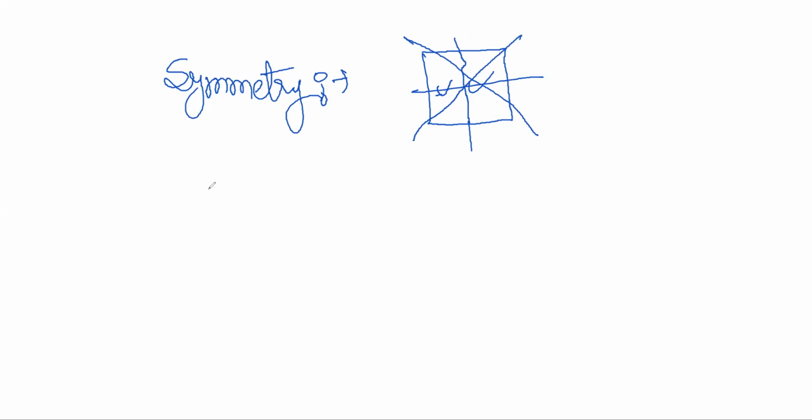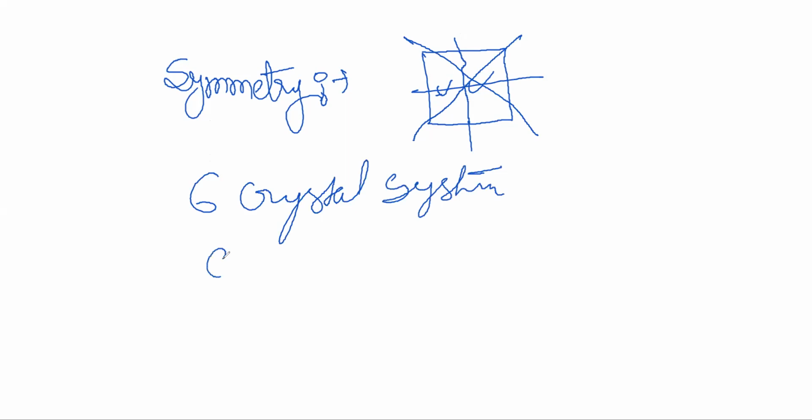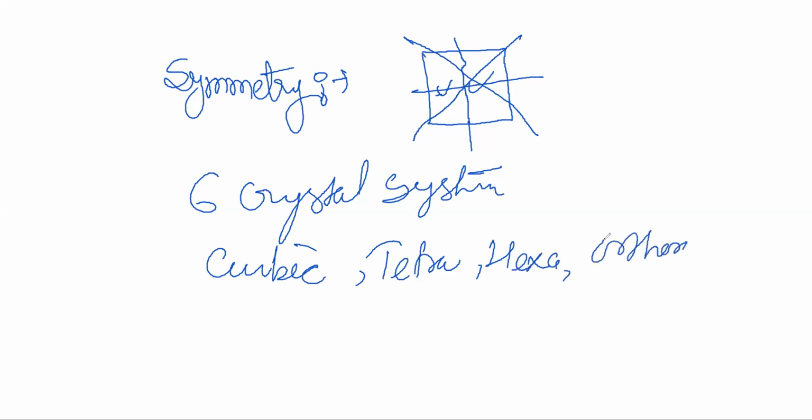All right. Apart from this, we see these symmetry classes on the basis of the 6 crystal systems. And what are those 6 crystal systems? The cubic, tetragonal, the hexagonal, orthorhombic, monoclinic, triclinic.